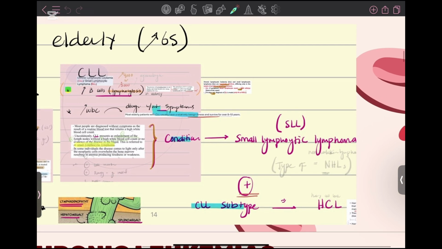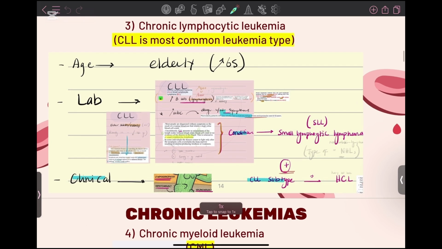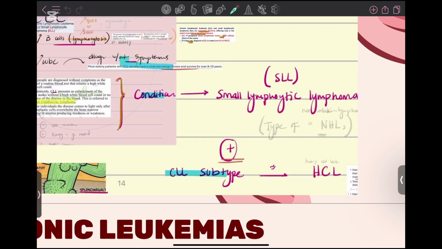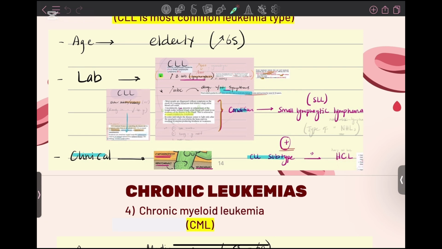Again, there is a condition, something new, which is small lymphocytic lymphoma. Basically, under the microscope, you're going to see a lot of small cells. This can be an indicator of CLL. Okay, over here we can also tell that CLL is related to hairy cell leukemia. Okay, this is just an addition. It may come in the exam. I saw it in one of the questions.